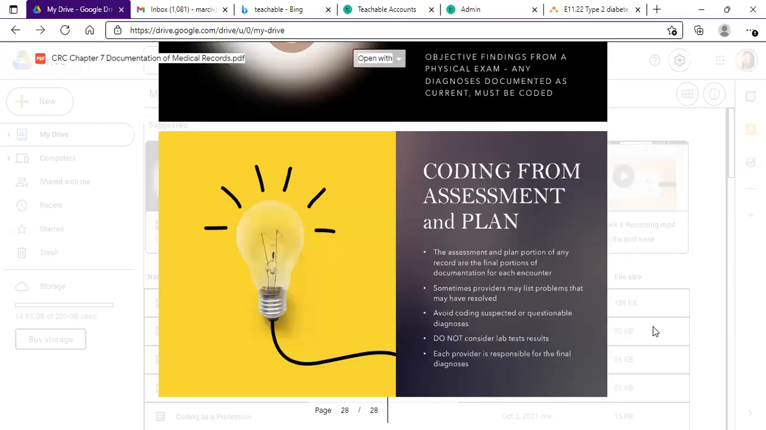The next one, chronic conditions must be listed in the assessment and plan portion of the medical record to be reported for risk adjustment coding. And remember, we said that it can be anywhere in the medical record. So no, the answer is D. Chronic conditions reported in the past medical history can be coded for risk adjustment if there is documentation to support current treatment. 6 is D.